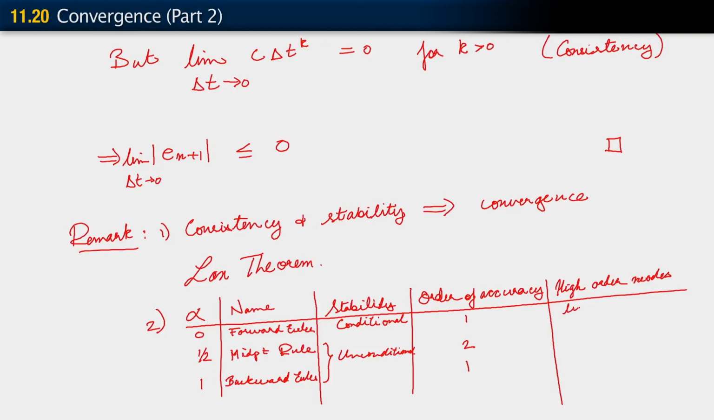For high order modes, we look at the limit of a as lambda h delta t tends to infinity. For forward Euler, it tends to minus infinity. For the midpoint rule, the limit is equal to minus 1, which gives oscillatory behavior. For backward Euler, the limit of a equals 0, so it damps out high order modes, dissipating them away.